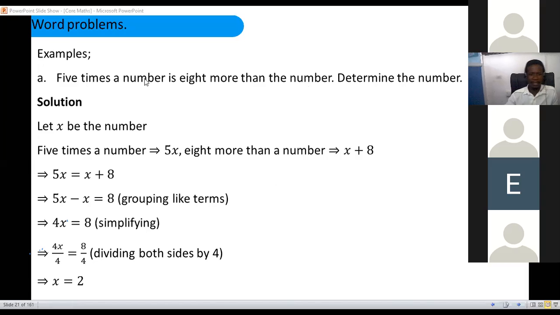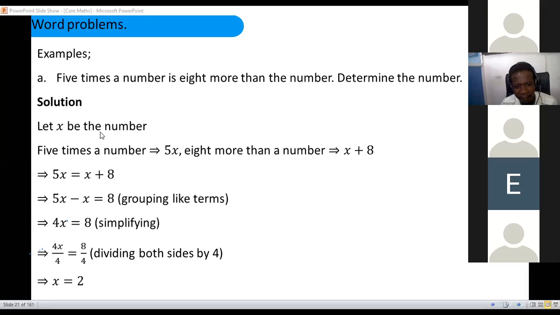Five times a number is 8 more than the number. So first of all, our first step is we denote that number by a variable. So when the number is x, then we say that let x be the number. So we are just representing x to be that number.